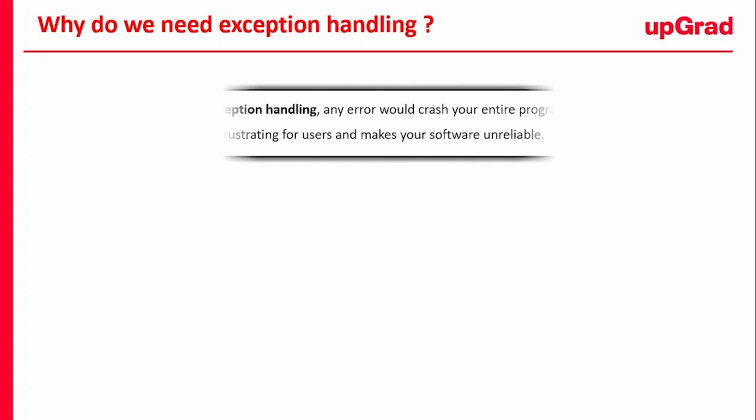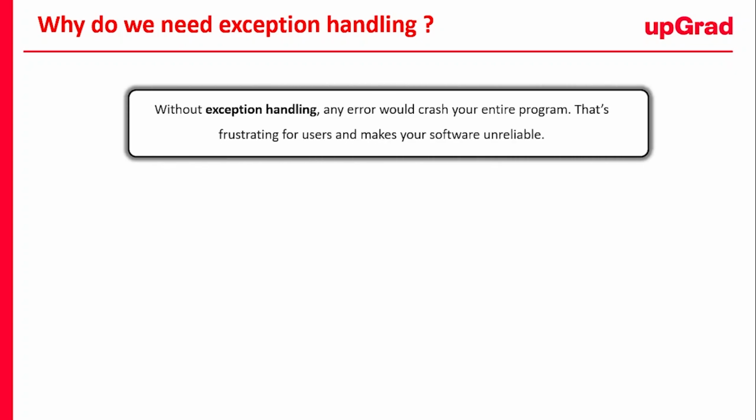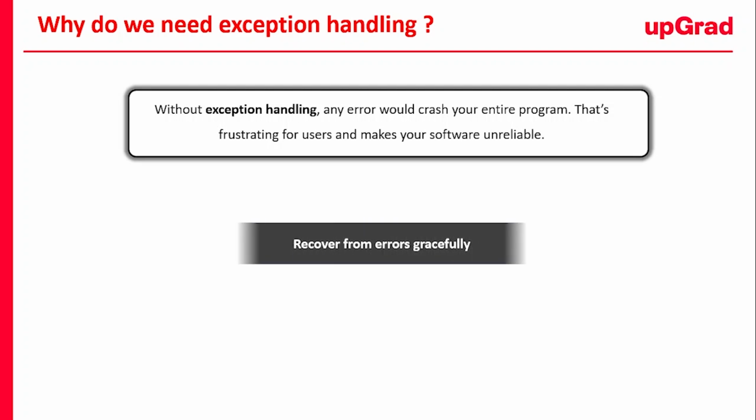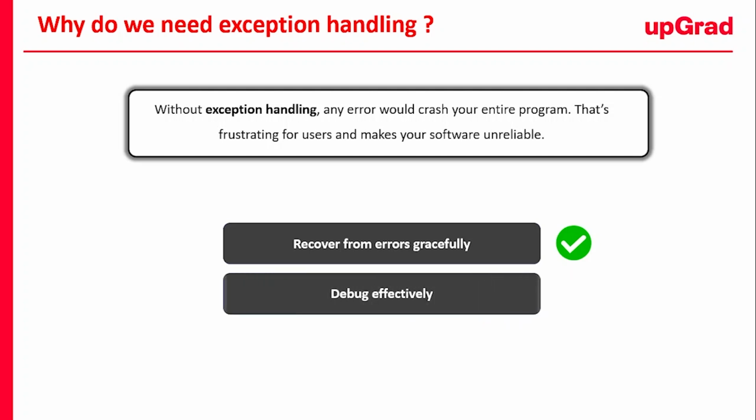So without exception handling, any error would crash your entire program. That's frustrating for users and makes your software unreliable. So exception handling allows you to recover from errors gracefully. Instead of crashing your program, you can guide the user or retry an operation, right? The second one is debug effectively. Exceptions provide you detailed error messages, helping you identify the root cause of the issue, which is very important.